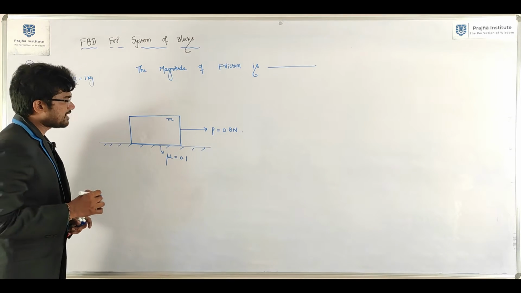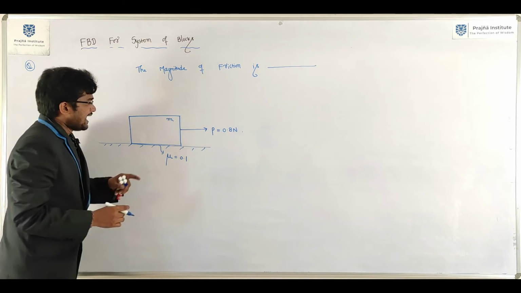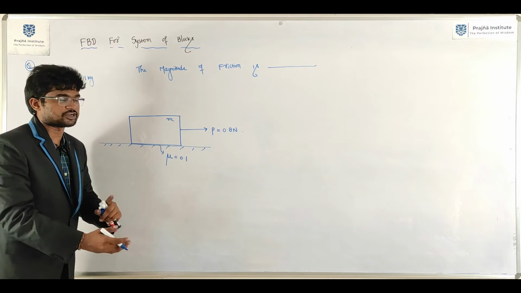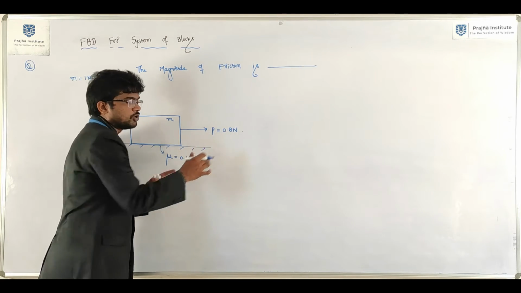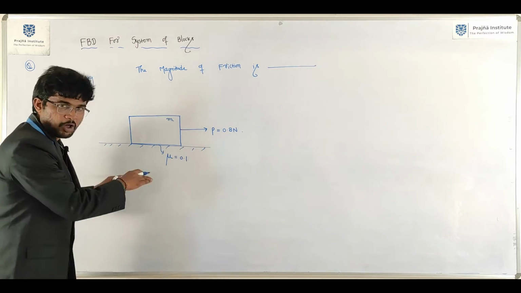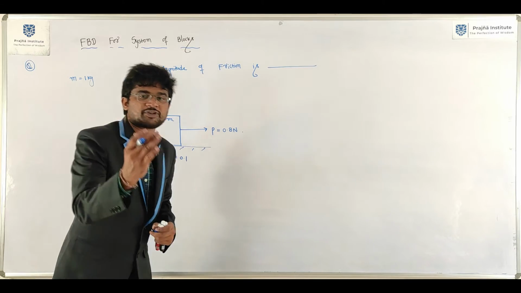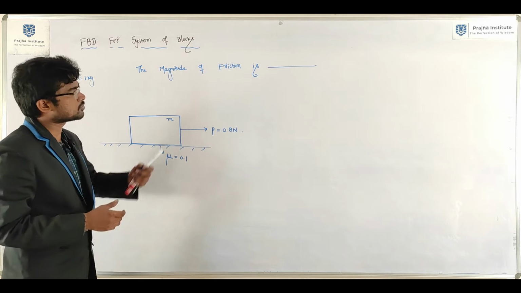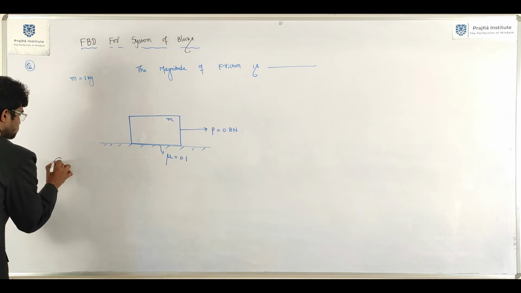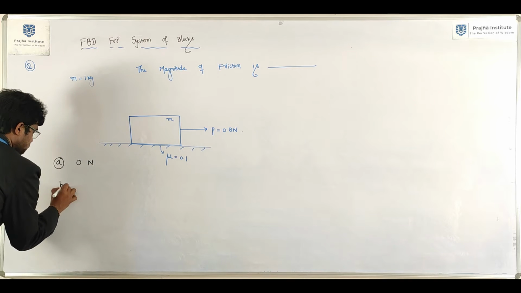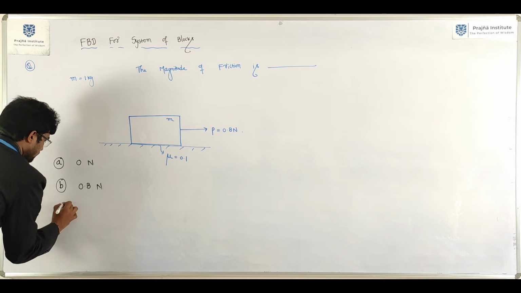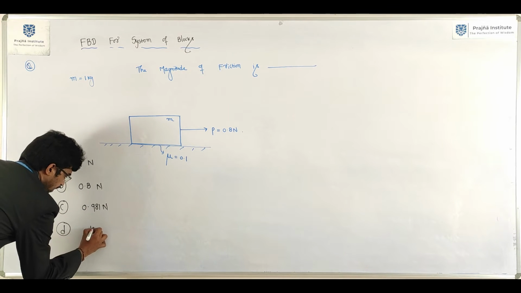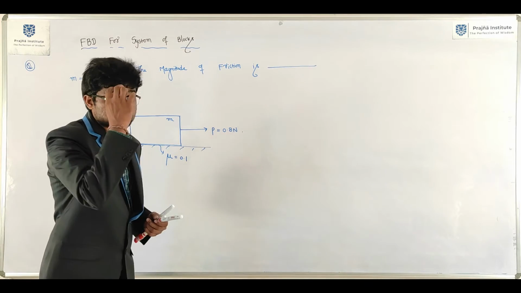They gave mu equal to 0.1 and the mass of the block. A block resting on a rough horizontal surface with coefficient of friction 0.1. A force P equal to 0.8 Newton is applied on the block. Then determine the magnitude of the friction. Okay, so this is the question given in GATE. Options are: option A 0 Newton, option B 0.8 Newton, option C 0.981 Newton, option D 1 Newton. Okay, so now how to solve this problem?